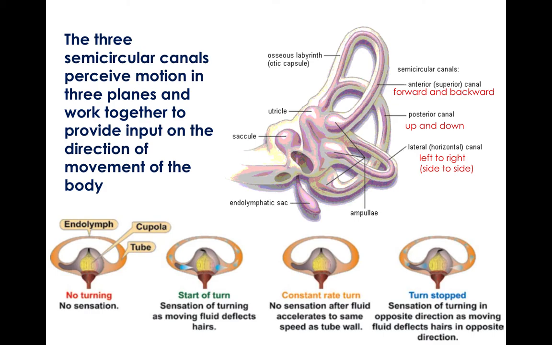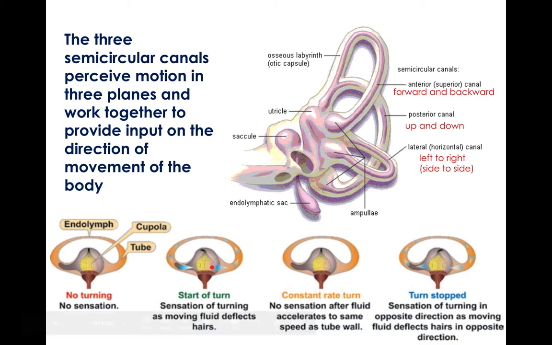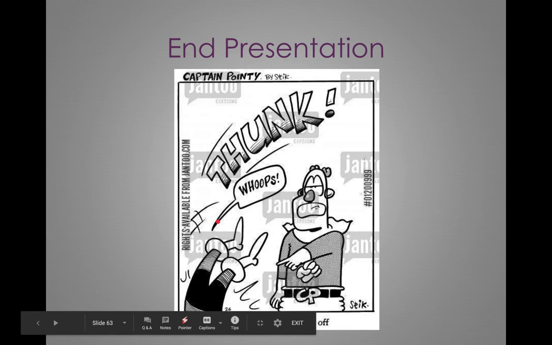So what do you need to know? You need to know the names of the structures, and you need to know how hair cells are triggered. That's really what you need to know for both static and dynamic equilibrium.